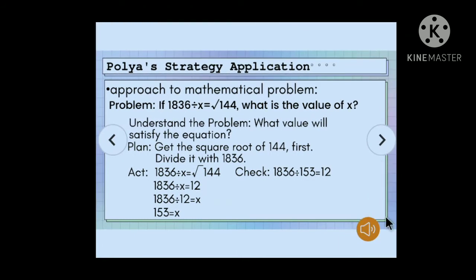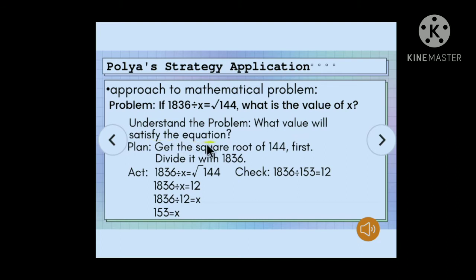Now we're down to our 4th slide, in which we are going to approach a mathematical problem using Polya's strategy. The problem is, if 1,836 is being divided by a number, it should give us a result of the square root of 144. Now, what is the value of that number? In applying Polya's strategy, we have to understand the problem first. By analyzing the problem, we found out that we are simply going to look for the value that will satisfy the given equation.